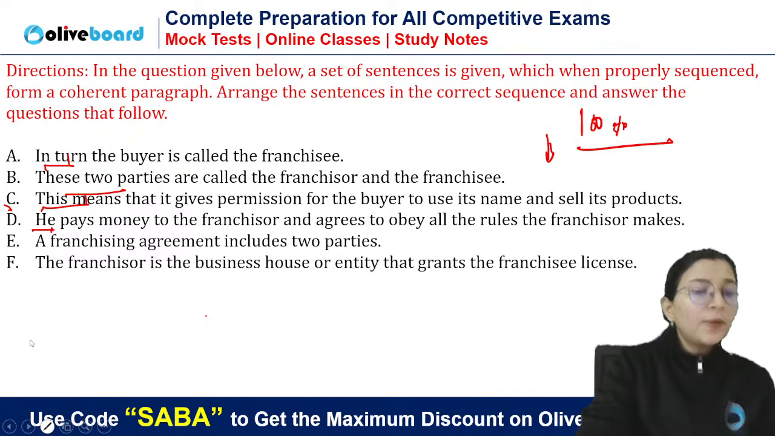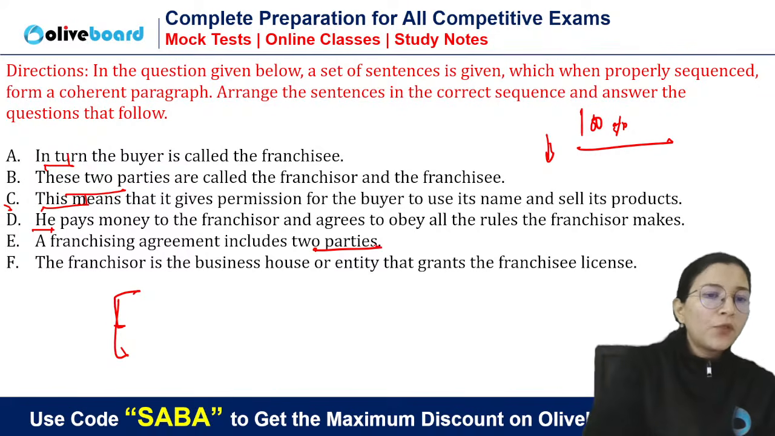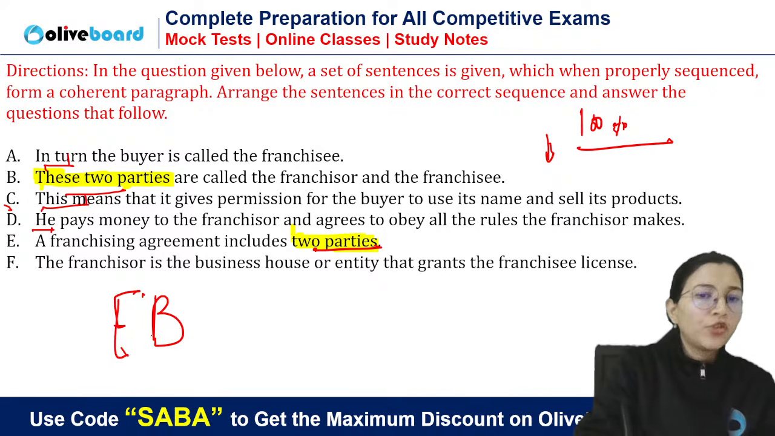See, whenever there is a comparison based parajumble, first you will say a franchising agreement includes two parties. Immediately after that, what will you use? These two parties. Immediately after this, you will use these two parties. This is the pair formation of demonstrative pronouns. These two parties are called the franchisor and the franchisee.